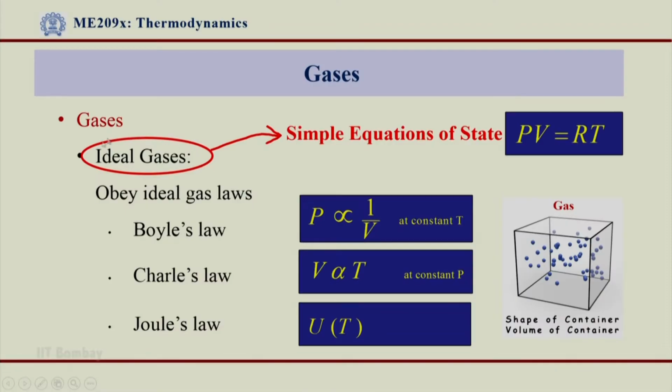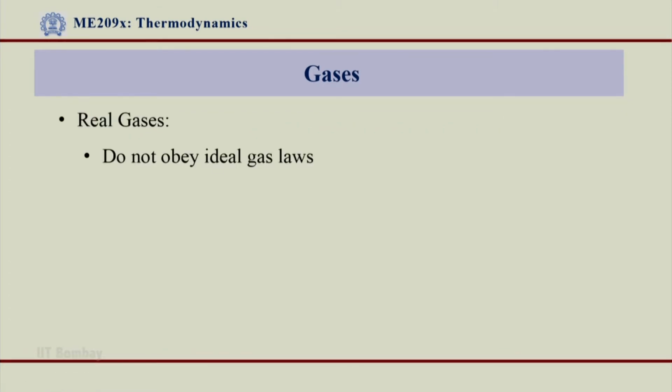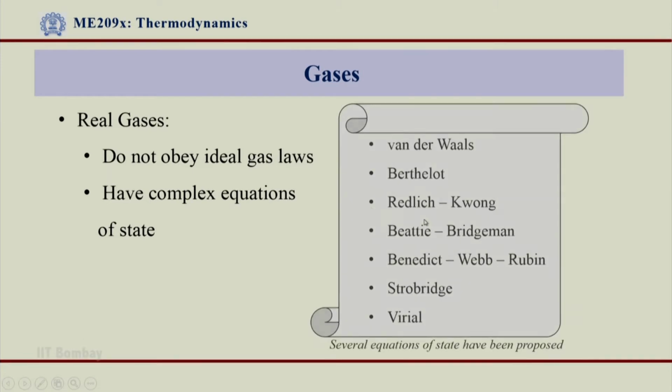Now if I go away from ideality, I will have real gases, at very high pressures and very low temperatures. They do not obey the ideal gas law, and therefore we have a real gas law, or complex equations of state. What we had earlier was a simple equation of state, and there are various complex equations of state now. We have van der Waals, Berthelot, Redlich-Kwong, Beattie-Bridgman, BWR, Strobridge, Virial. So there are several equations of state which connect the properties of real gases.